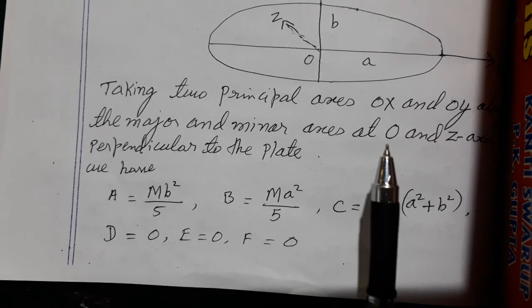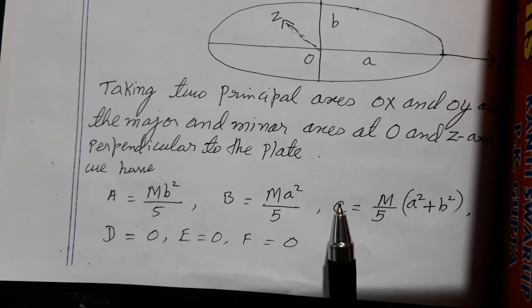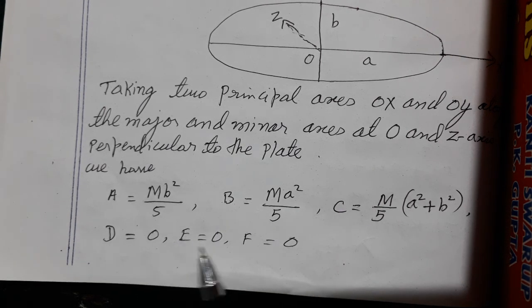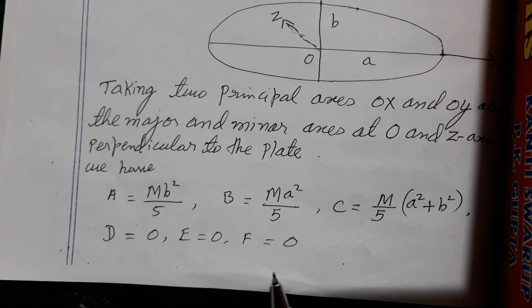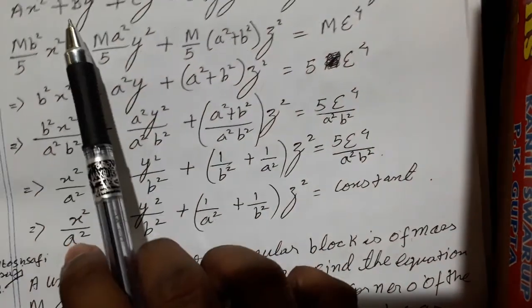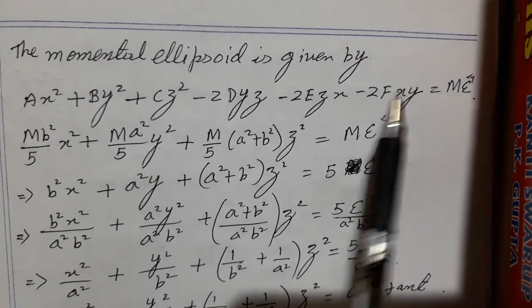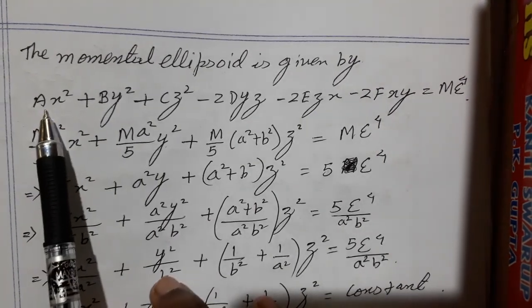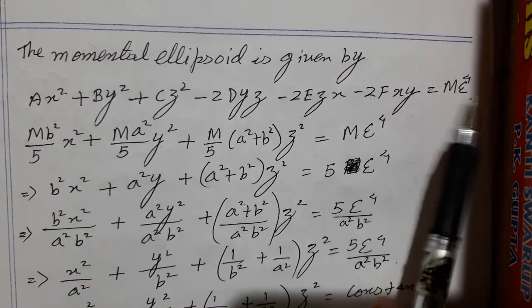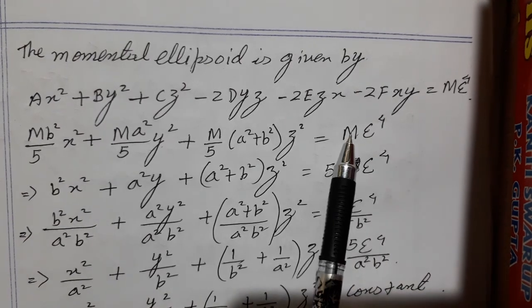Since these are the principal axes, the products of inertia will be 0. So we have d equal to 0, e is 0, and f is also 0. Now we put the values of a, b, c, d, e, and f into the equation for the momental ellipsoid, and we get this.